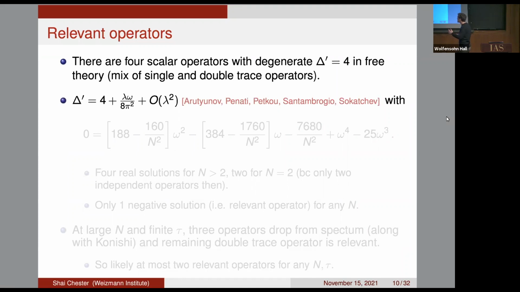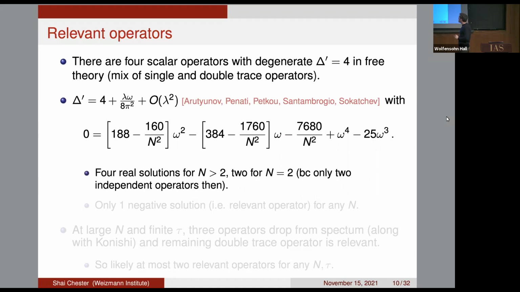So the unmixing at one loop was computed in this paper, and it's given by the solutions of this quartic equation. So you solve for omega, then you plug it into that formula to get the one loop correction. And you can see that in general, there are 4 real solutions. Specifically for n equals 2, there's just 2 real solutions, because for the SU(2) theory, there's actually only 2 operators, because you just can't construct more. But then for any value of n, there's always just one negative solution.